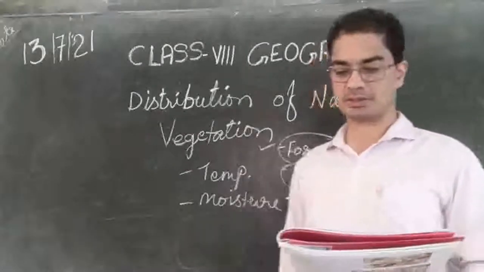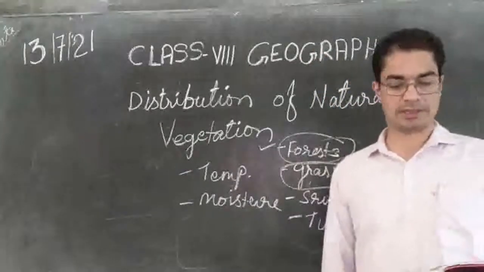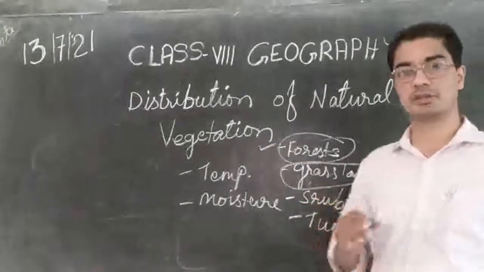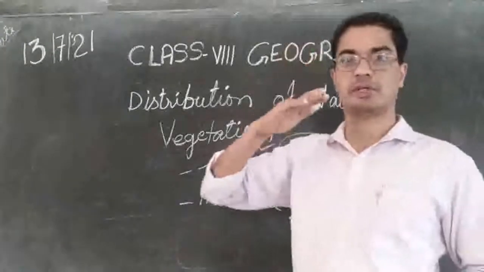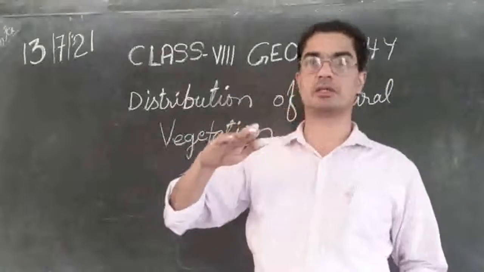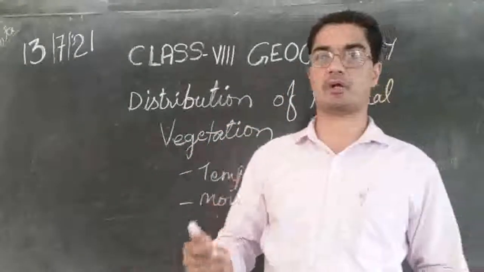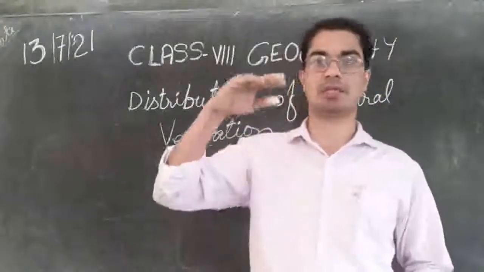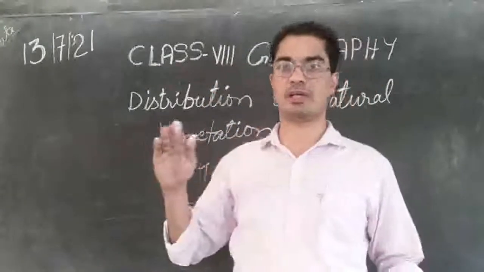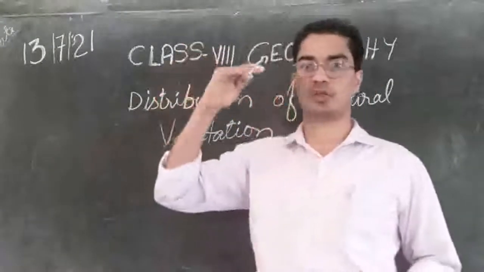In these places there will be standard trees. Standard means it will not grow very tall. The growth has been blocked due to lack of water. So it will grow to a certain height and then remain like that. It will not grow higher and higher, taller and taller.